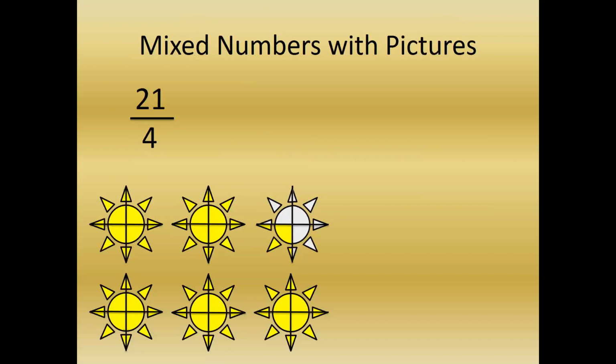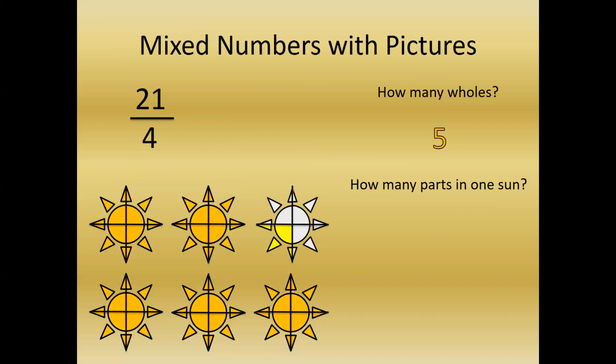And we want to make our improper fraction into a mixed number. So in order to do that, we first have to see how many wholes. So how many of these suns are completely colored in? So there's 5 wholes. Then we have to look at how many parts are in one sun in total. There are 4 parts in one sun. Not how many are colored in, just how many parts there are in total. So there's 4. Then how many parts are left over now that are yellow? The 5 wholes are now orange, so we don't look at those. We have to look for the yellow. So there's 1 part that is left over that is yellow.